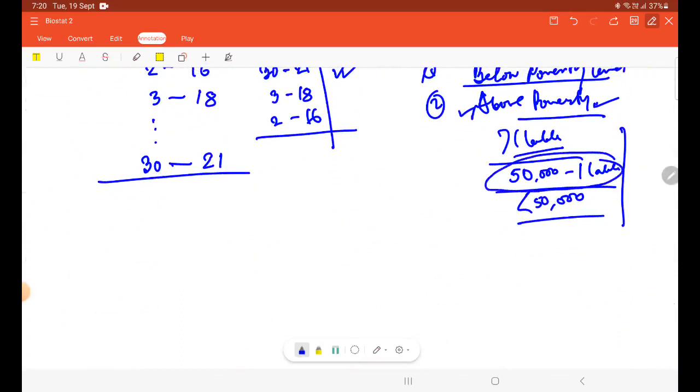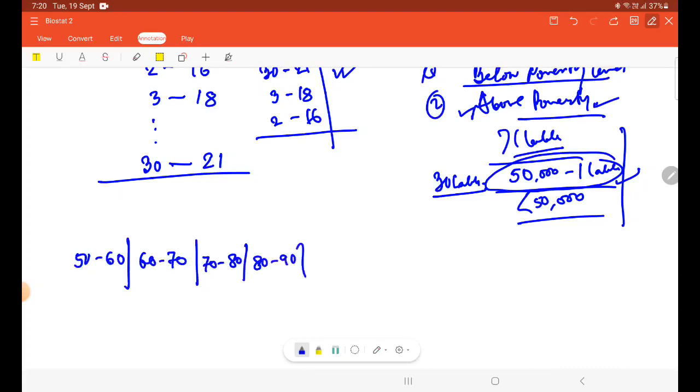Or say you want to categorize the 50,000 to 1 lakh group, where there are 30 lakh people, into different frequencies. Say 50 to 60,000, 60 to 70,000, 70 to 80,000, 80 to 90,000, then 90,000 to 1 lakh. So this is an interval. In this interval also we can arrange the data. That is how, to make an easier and understandable presentation, we use the frequency table in case of quantitative data.